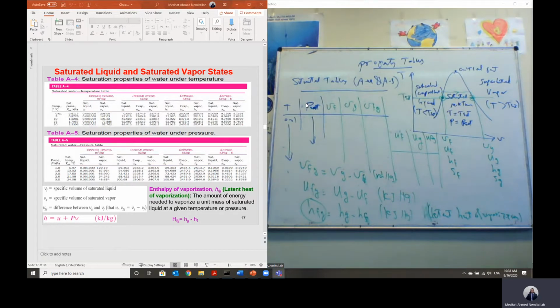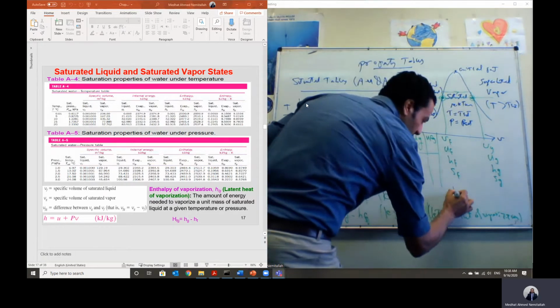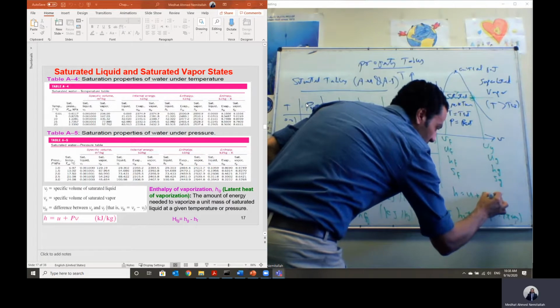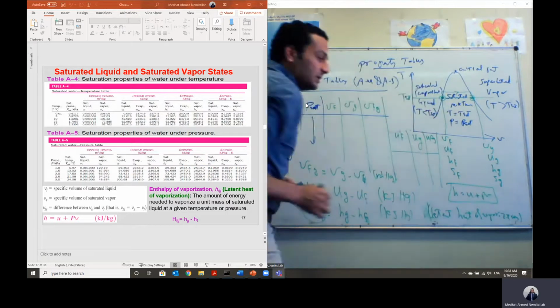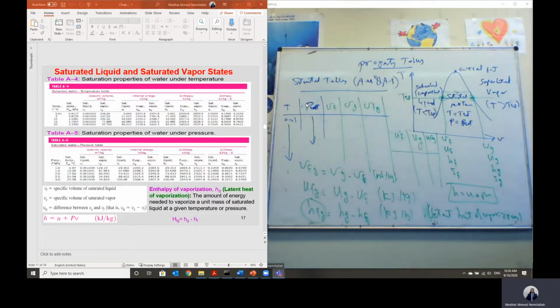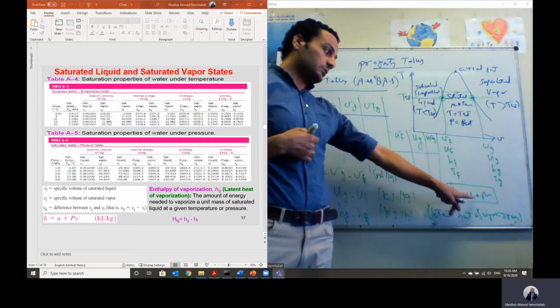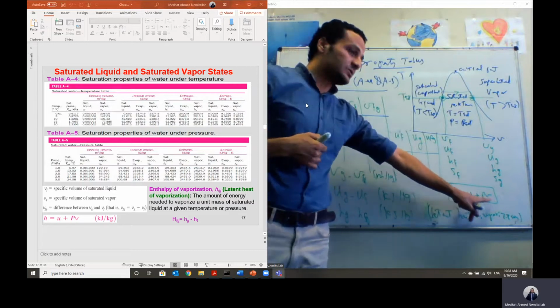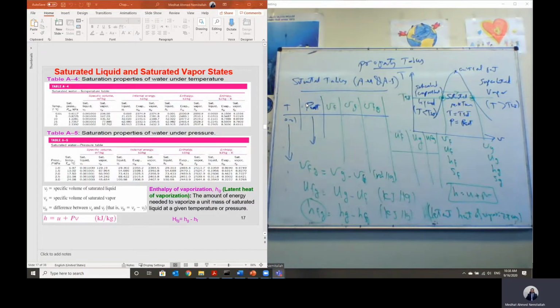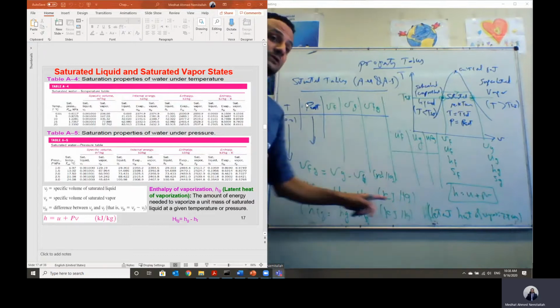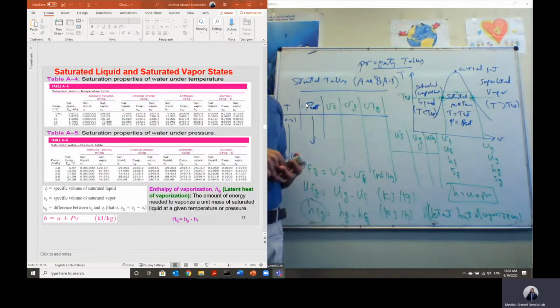But we have defined, just to recall, enthalpy is equal to internal energy plus the flow energy, P multiplied by specific volume. So the specific enthalpy is equal to specific internal energy plus pressure multiplied by specific volume. And the latent heat of vaporization h_fg is equal to h_g minus h_f.